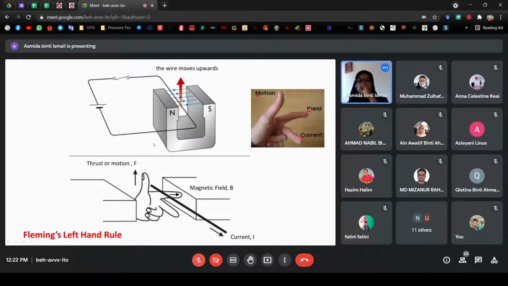Can you see this? This is the current, positive, negative, the current direction. See this finger? This is the current direction. And this is the magnetic field, from north to south. This is north, to here, to the right. And this is the force. So the force will push your wire upward.